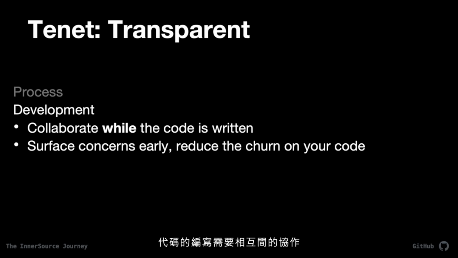We want to collaborate while the code is being written, surface concerns early, and reduce the churn. This is what GitHub was built for, being able to create pull requests to make suggestions and comments within code that can quickly be merged back into the branch so that developers can work together asynchronously to make sure they're all providing their input and building the best software possible with the right checks through their CI/CD workflows to make sure that everything works as it's intended before it gets deployed to the customer.